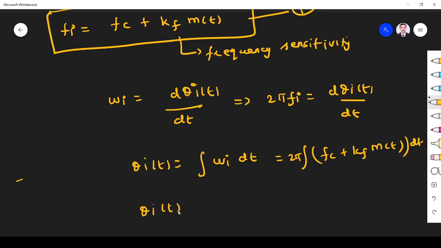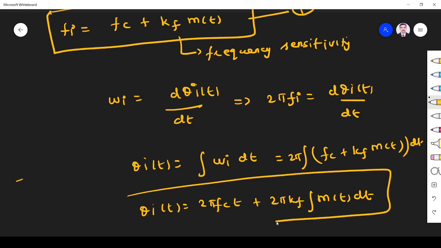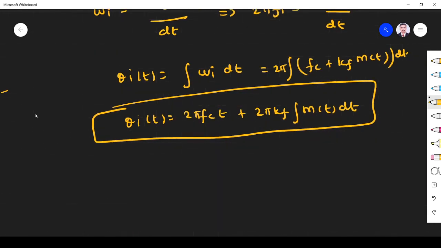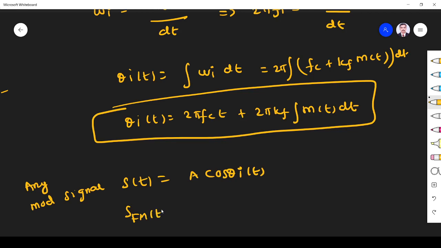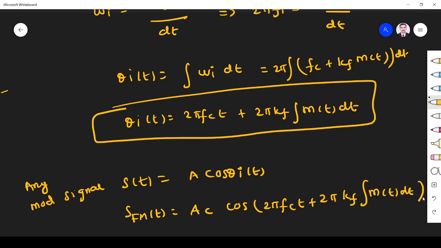So this indicates 2 pi Fc is constant. If you integrate dt, you get t, plus 2 pi Kf times the integral of m of t dt. So this is the instantaneous angle of the FM wave. We know any angle modulated signal is given by S of t equals A cos theta i. If it is FM, I write S FM of t. The amplitude becomes the amplitude of the carrier, Ac, cos of theta i, which for an FM wave becomes 2 pi Fc t plus 2 pi Kf times the integral of m of t dt.